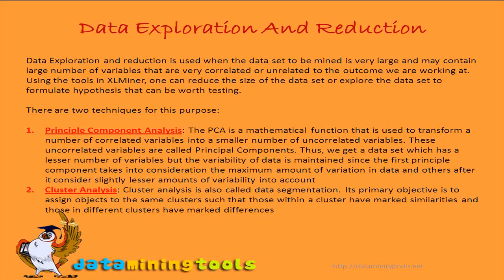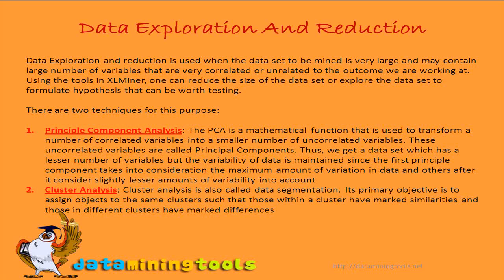In data exploration and reduction, if the data set contains a large number of variables that are correlated or unrelated, what we do is combine the correlated variables to be represented by one variable and remove the unrelated variables, and thus reduce the number of variables being used for creating the mining model. This helps us create an easier and more accurate mining model with ease.